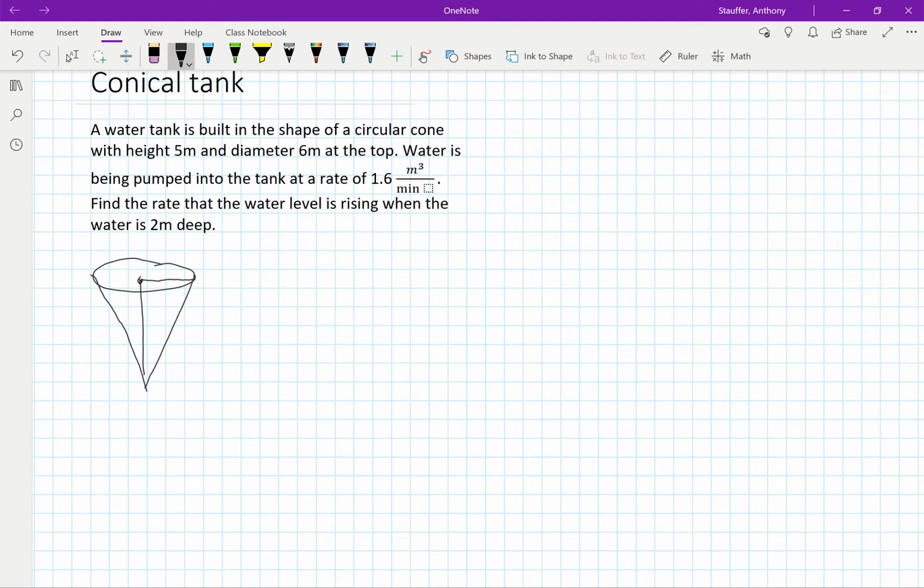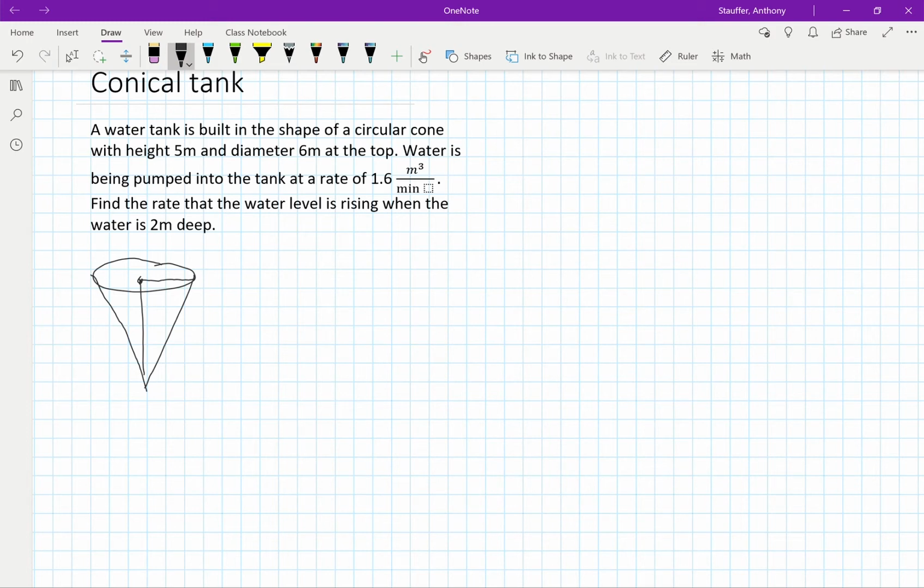Hey guys, what we're going to look at right now is what's called the conical tank problem. It's a very, very common problem that appears in high school and university. It shows up on a lot of exams, very commonly. So let's dive right into this.